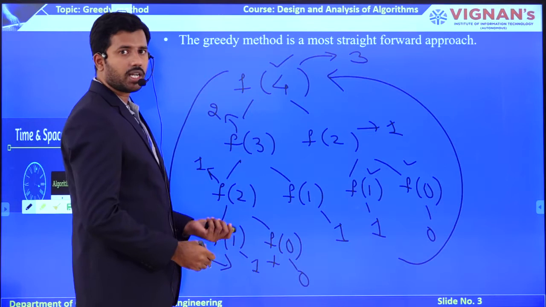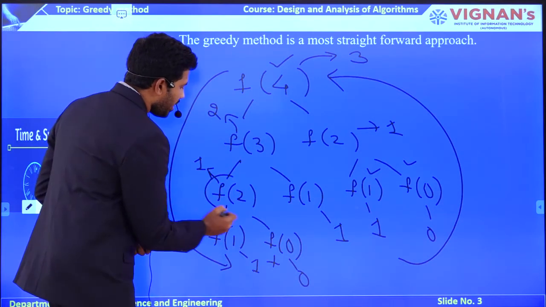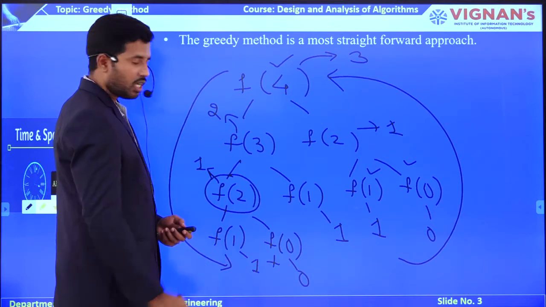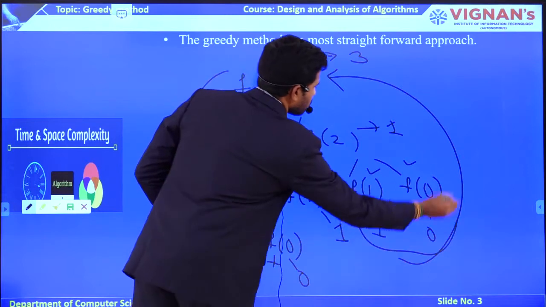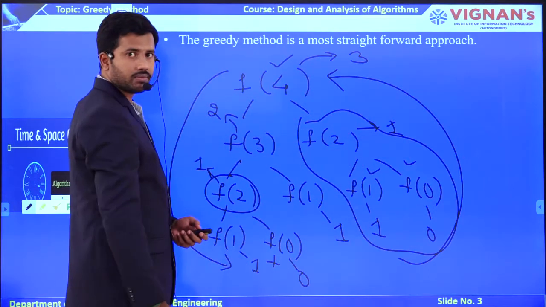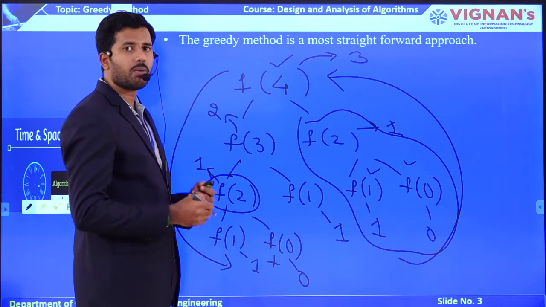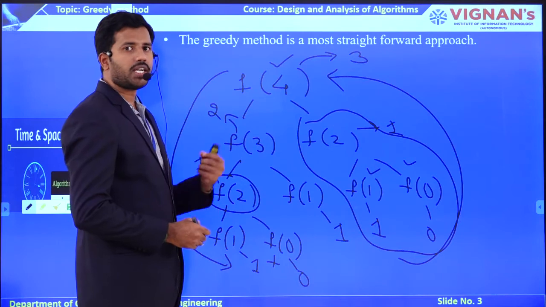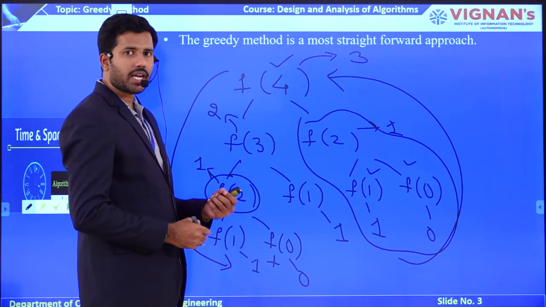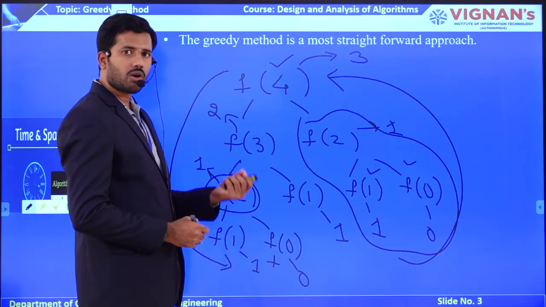So what is the disadvantage of this divide and conquer technique? If you observe here, you already have the result of f of 2. Even though you have the result of f of 2, here you are solving it again. That is the main drawback of divide and conquer technique. Why? Because it doesn't have the capability to revise the previous results. Ultimately it doesn't have the capability to make decisions. So decision making is not possible through divide and conquer technique.